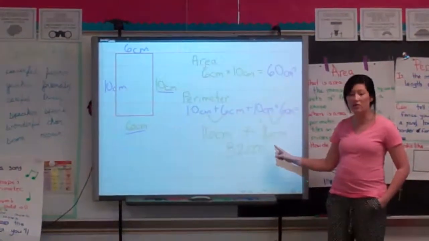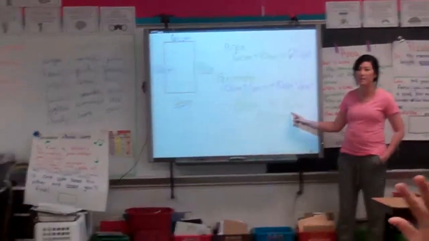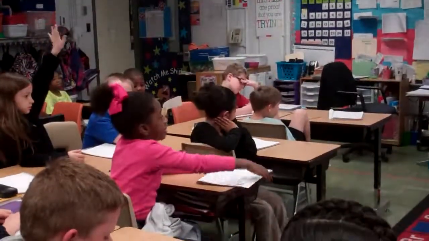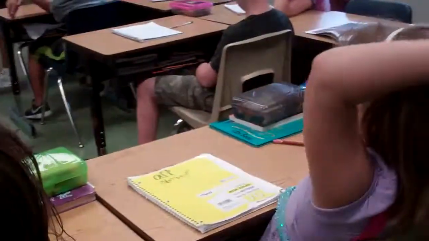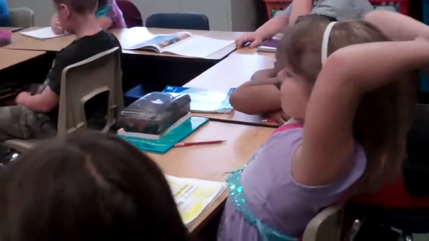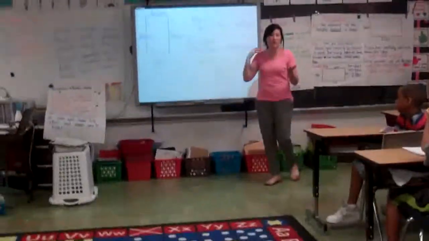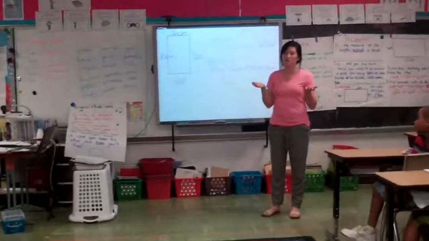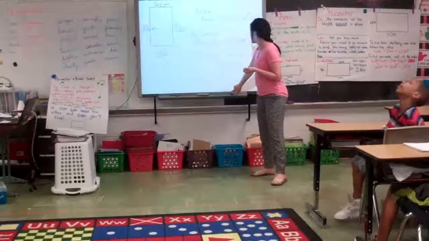Do I need to square this? No. Why not? Kayla? Because that's adding. Because I'm adding. Why did I need to square area? Sabrina? Because it is times. Because I am multiplying. If I multiply a unit times a unit, I get a square unit. Let's not just say unit.